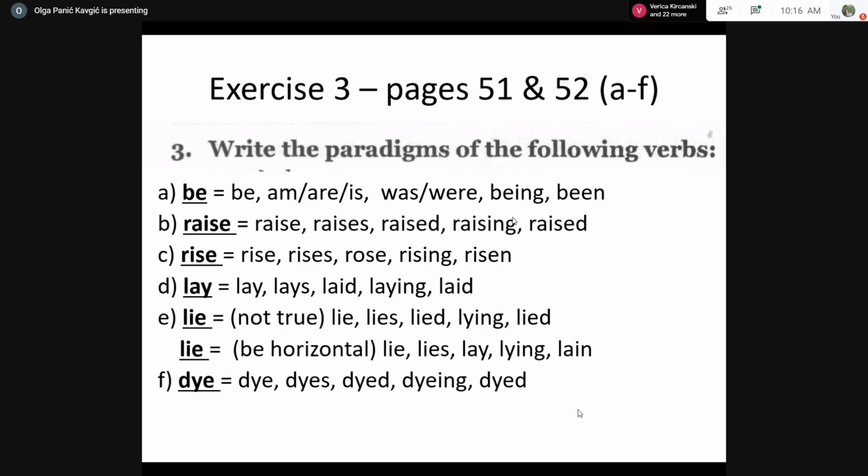So sing. This is something that you probably learned a long time ago. Sing, sings. Sang, okay. Singing. Is sung. Sung, okay. So sing, sings, sang, singing, sung.